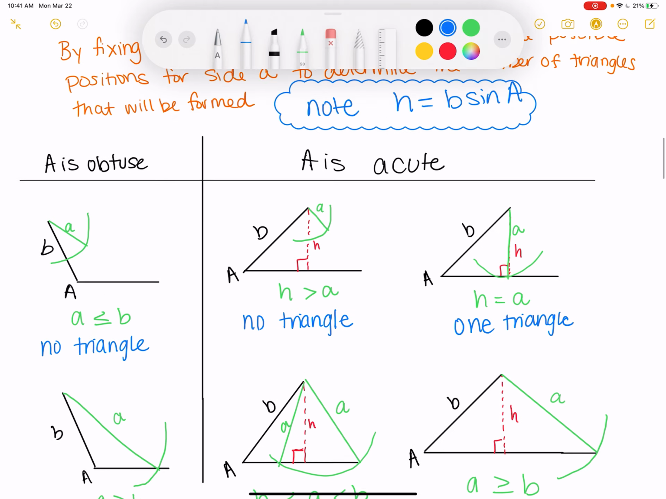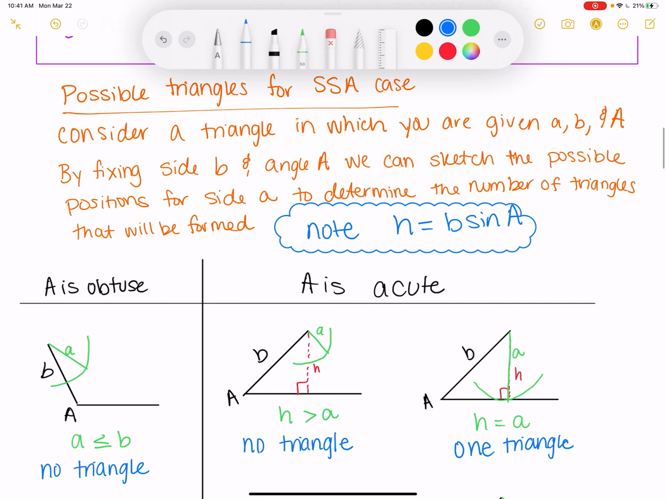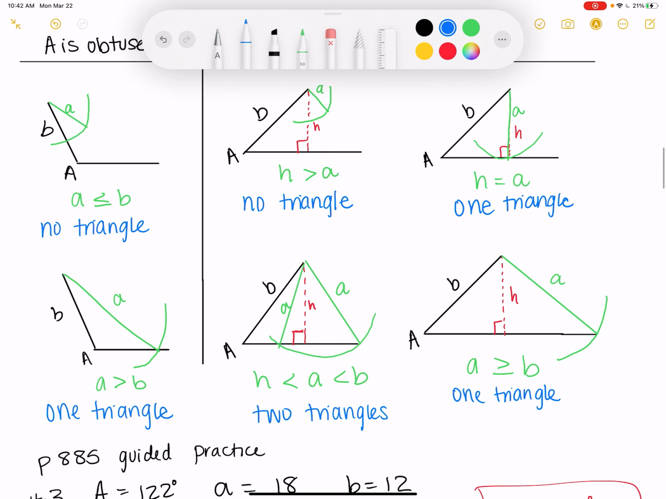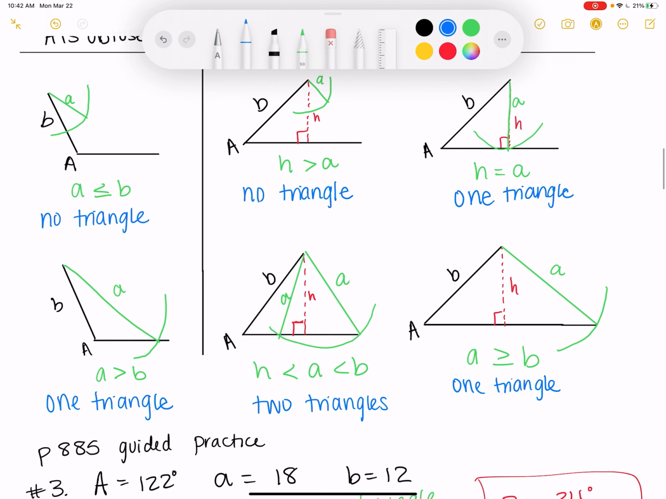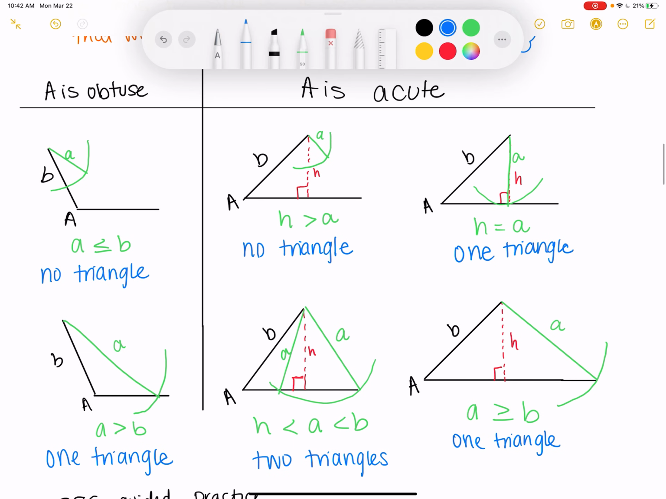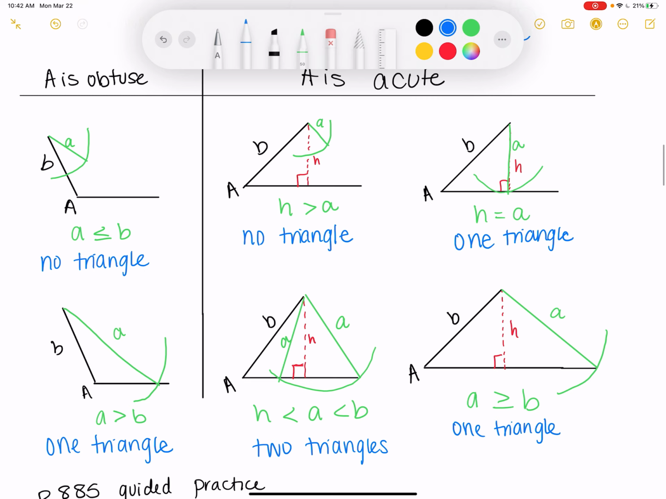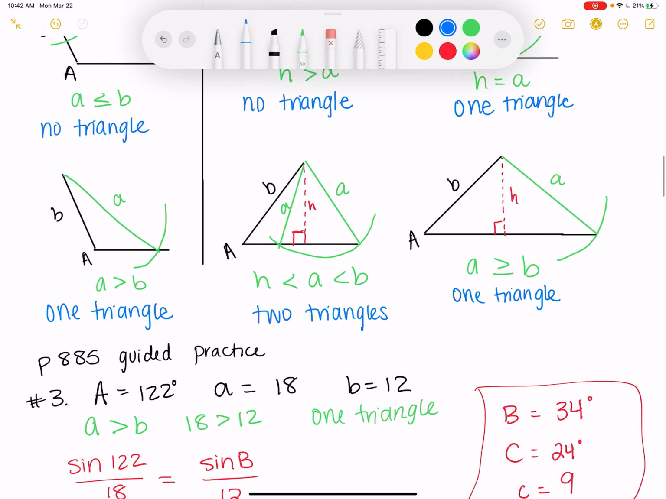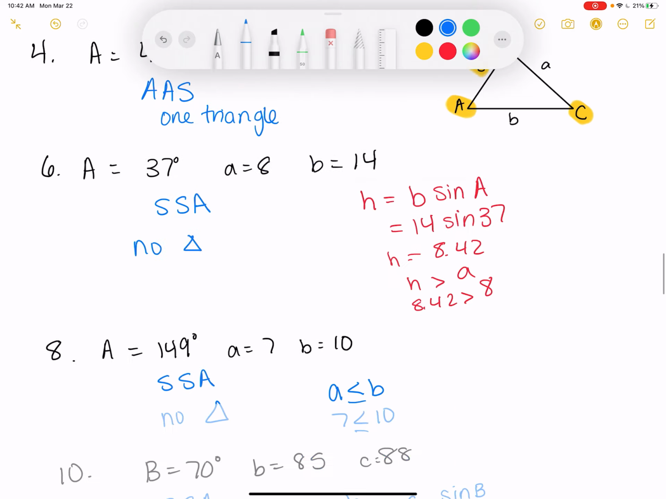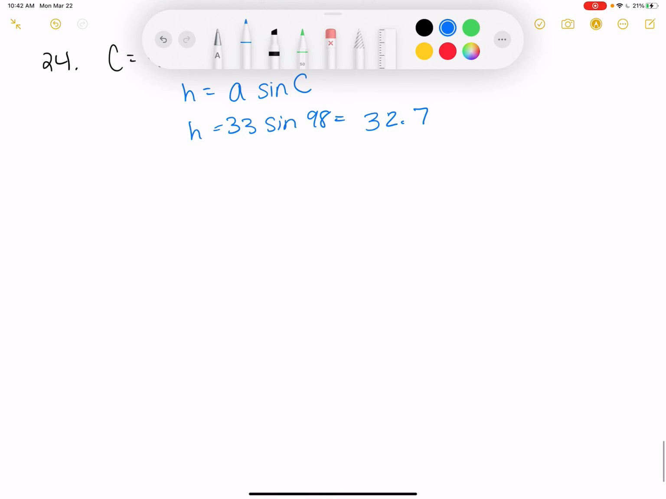but remember, in this case, A went with its angle, so now C is going with the angle. It's obtuse. So we didn't need to find H for this one, because it's one angle. You didn't need to, but somebody told me we needed to. So C is less than or equal to... no triangle.